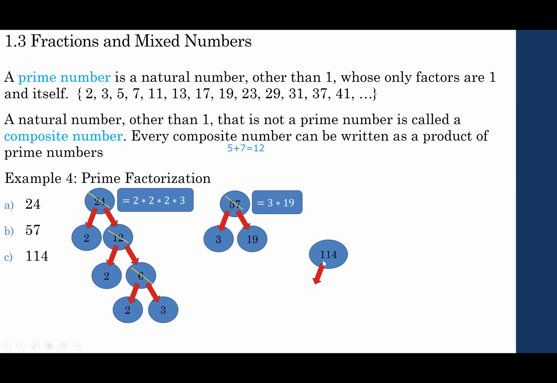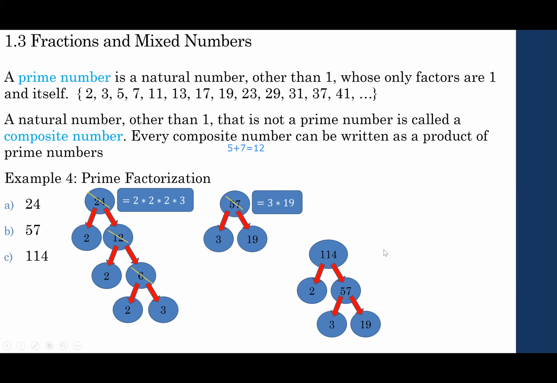But you also know that it's even. If it's even, we know that we can divide it by 2. Any even number, divide by 2 first. Everybody see that 2 going into 114 will give me 57. And 57, we just did, is 3 times 19, which is why we have the 3 in it. So that's why 3 can go into 114.